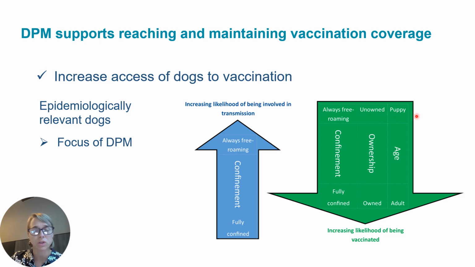and puppies are underrepresented. But these are the dogs that are the focus of DPM, both because they are the target group for intervention and also because effective DPM will over time reduce the proportion of the population that is free-roaming, unowned and young, increasing the proportion of the population that is easily accessible for vaccination via owners or carers in the case of community dogs.